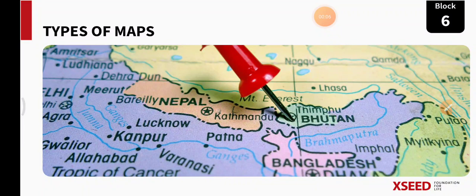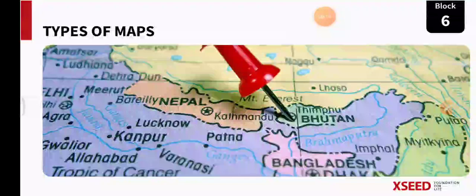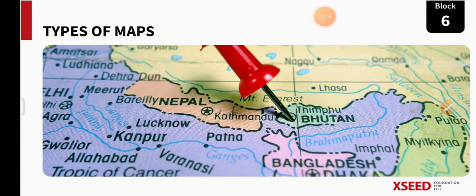In this sixth block, we learnt about different aspects of a map. We learnt the elements of a map. We learnt how the colors and symbols help us to read a map. We learnt what is scale and how it helps us in reading the map.